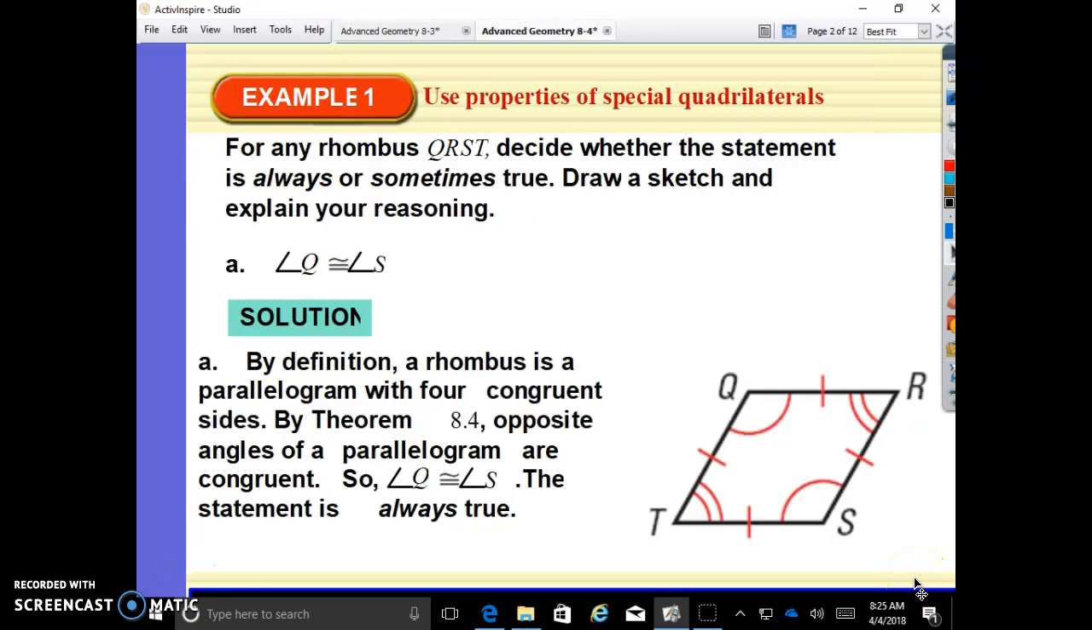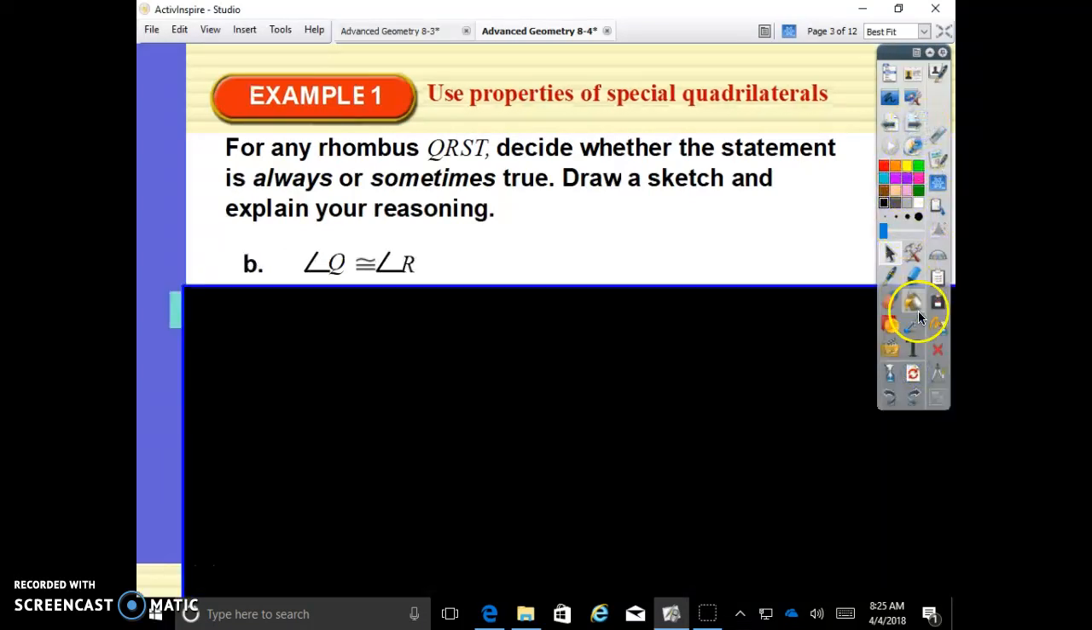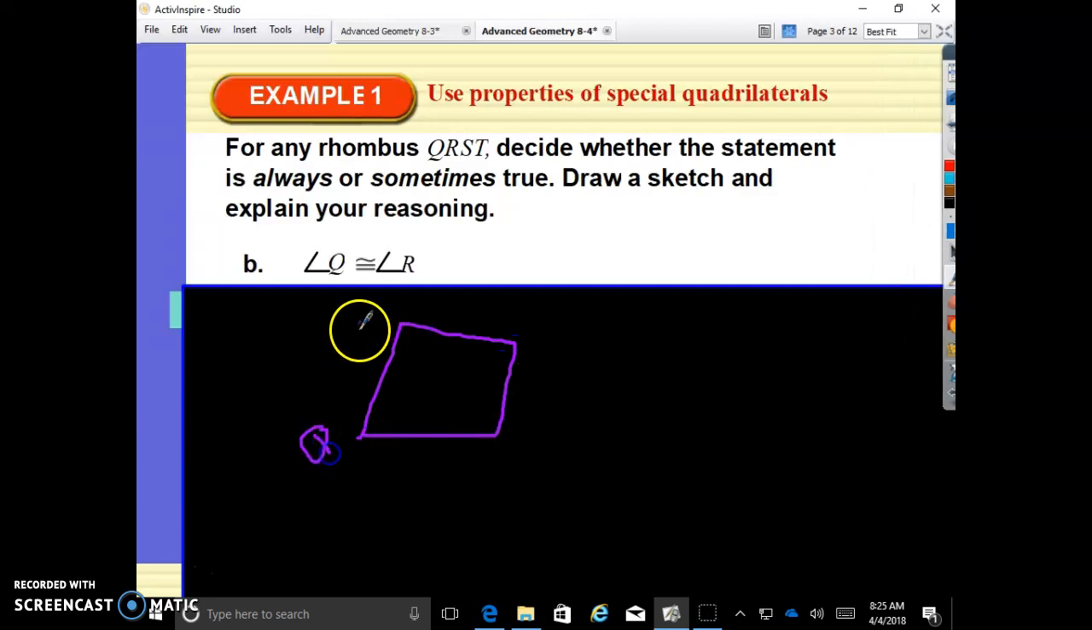By theorem 8.4, opposite angles of a parallelogram are congruent. So angle Q is congruent to angle S. The statement is always true. How about angle Q and angle R? Q, R, S, T. If this is a rhombus, all equal sides, opposite angles are congruent. Will angle Q be congruent to angle R if it's a rhombus? Always, sometimes, or never?